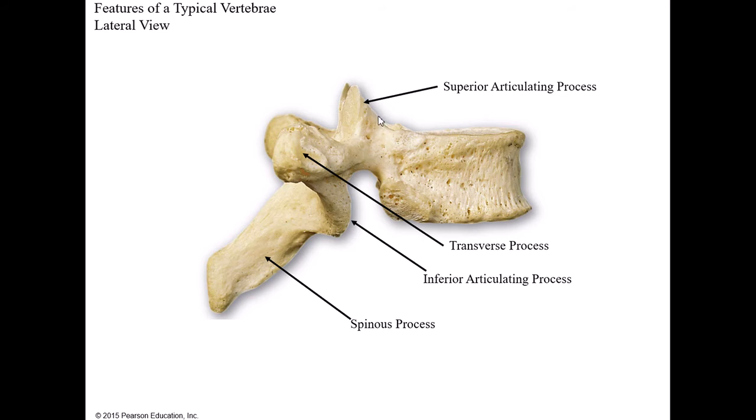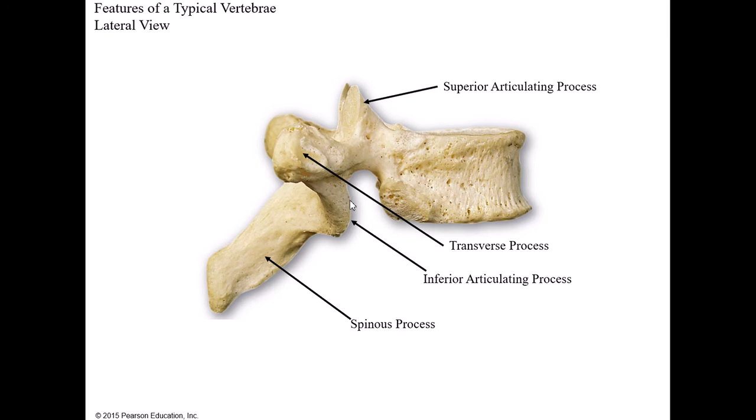They remind me, when I'm actually holding a vertebrae, of giraffe ears sticking up, or cat ears, that type of thing. So once you see those giraffe ears, that tells you that's the top of the vertebrae. Here's the transverse process sticking out towards us. Here's the spinous process sticking off the back.